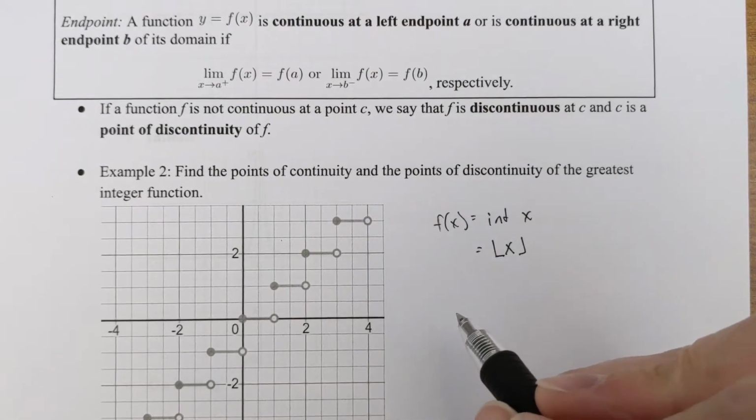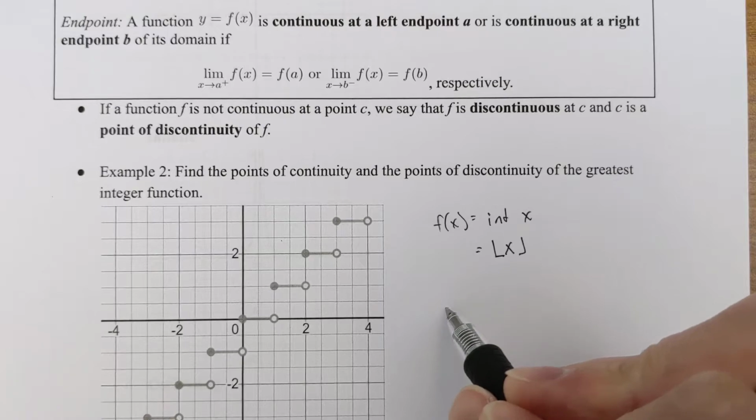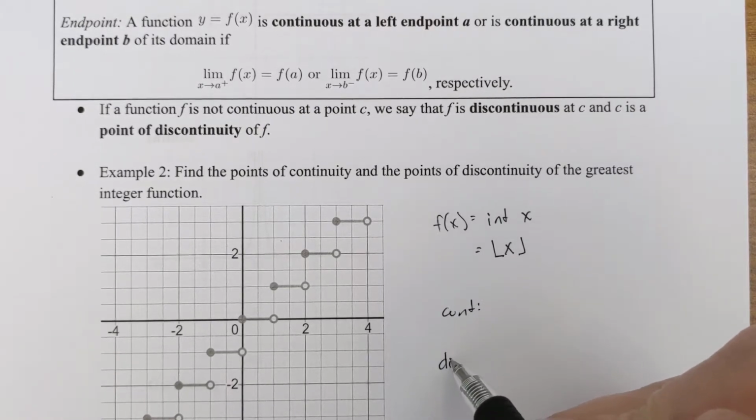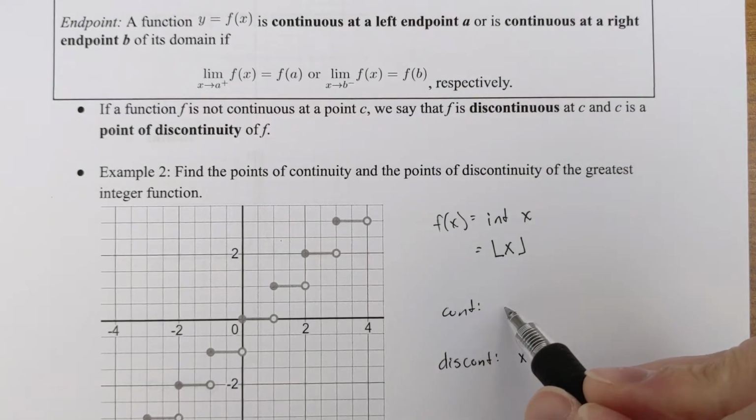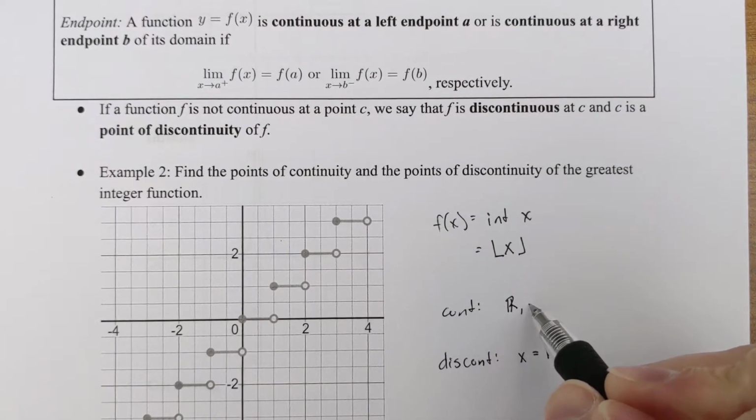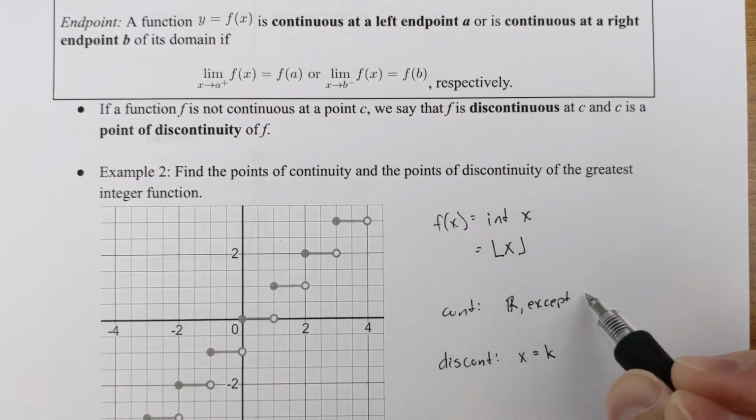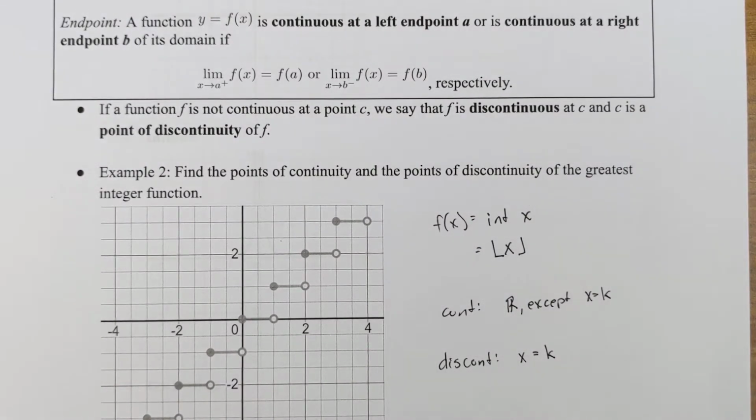So this is continuous, and this is discontinuous. If you look at the graph, it breaks on every integer. So we can call that x equals k, where k is some integer. So it's continuous for all reals except x equals k, where k is some integer.